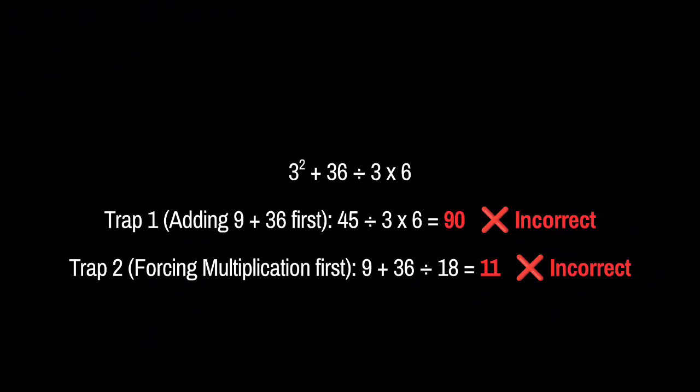What is the value of 3 squared plus 36 divided by 3 times 6? Some people calculate 3 squared as 9, then add 9 and 36 first to get 45, ending up with an incorrect answer of 90. Other people do 3 times 6 first, getting 36 divided by 18 equals 2, which leads to an incorrect answer of 11.